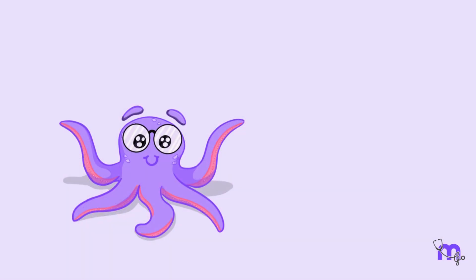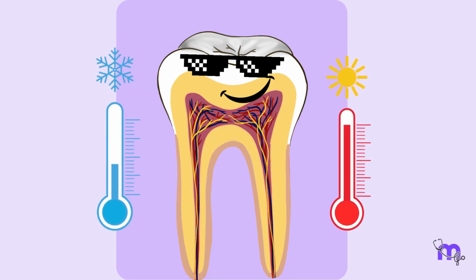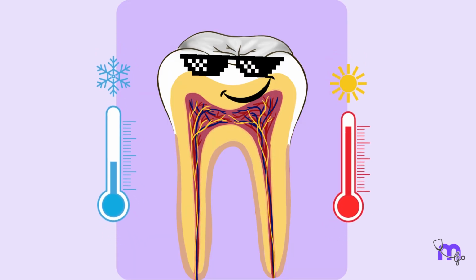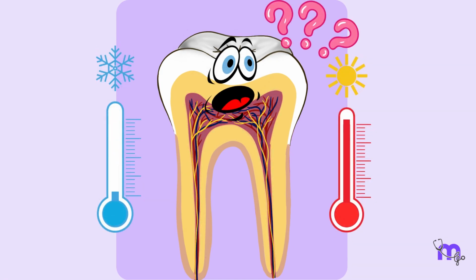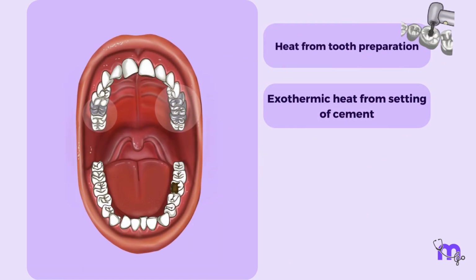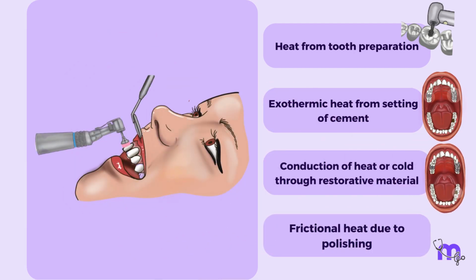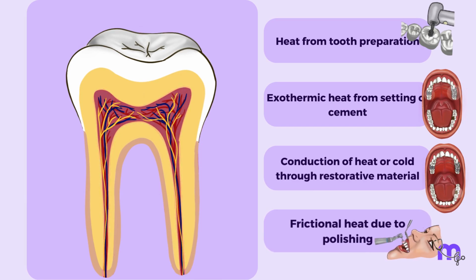With this, let's move on to the second physical factor, thermal changes. We earlier talked about how pulp can detect thermal changes. But what happens when these changes are extreme, such as heat from tooth preparation, exothermic heat from setting of cement, conduction of heat or cold through the restorative material, and frictional heat due to polishing? These also contribute to pulpal disease.